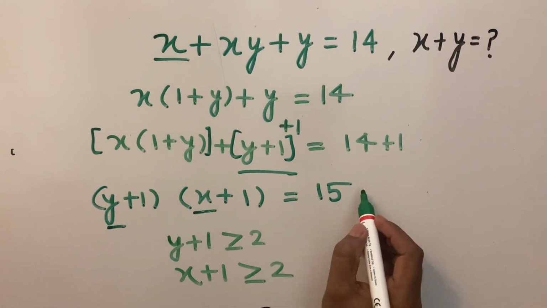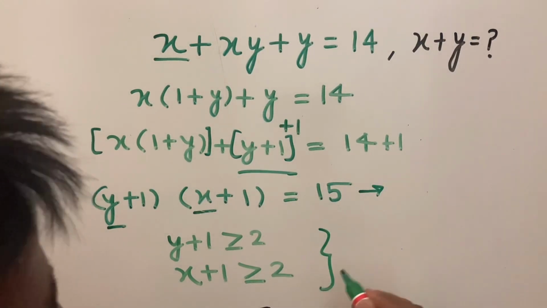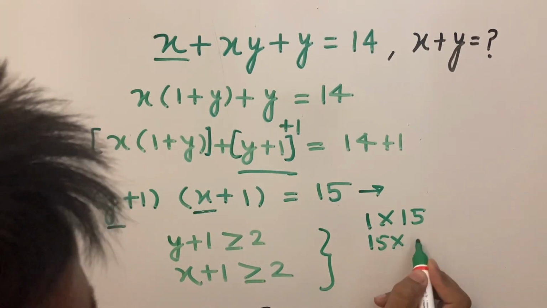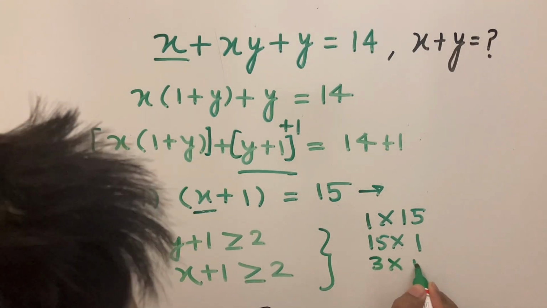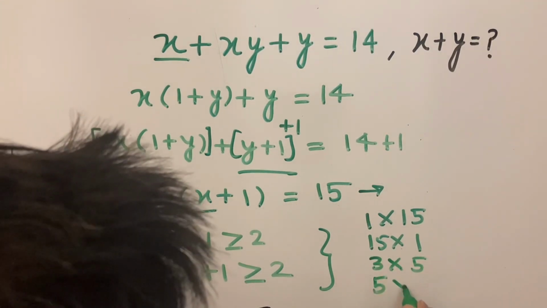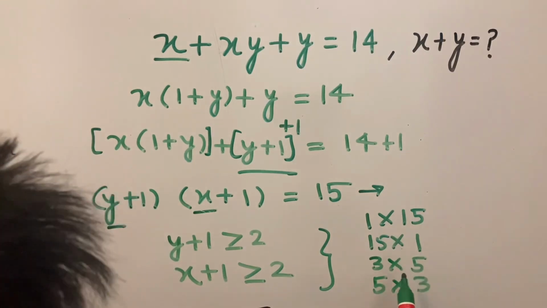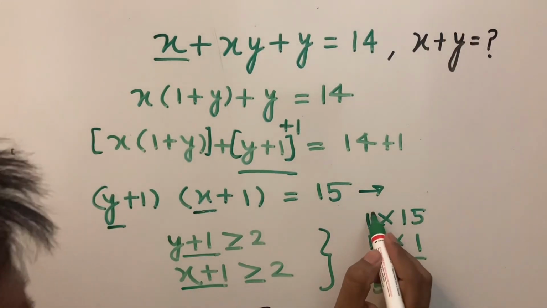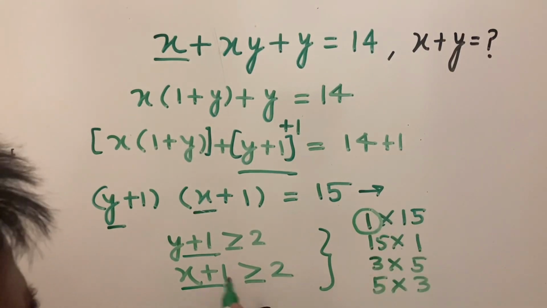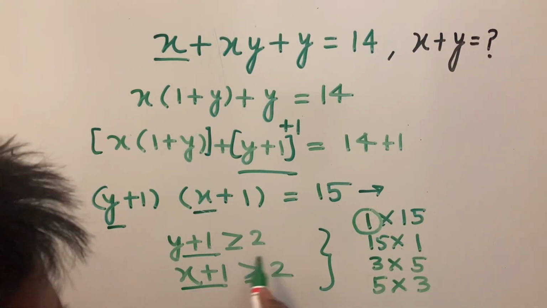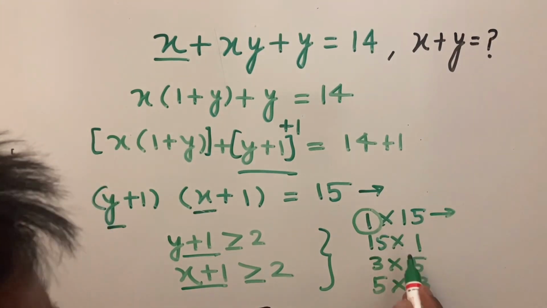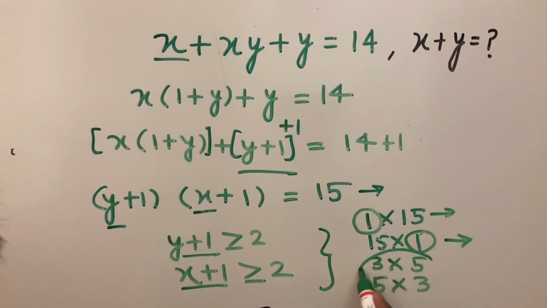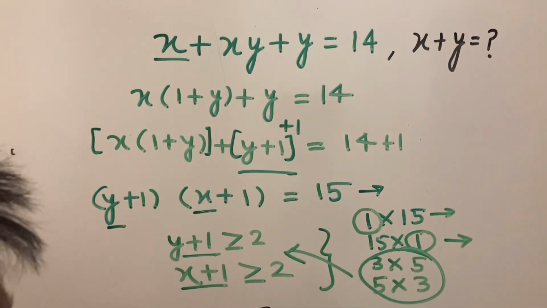Now take the factors of 50, which are 1 into 50, 50 into 1, 2 into 25, 25 into 2, 5 into 10 and 10 into 5. Now compare these factors with those two conditions. As here there is a factor 1, and y plus 1 must be at least 2, this is not an option. Also this is not an option. So only these two factor pairs can be compared with these two conditions.